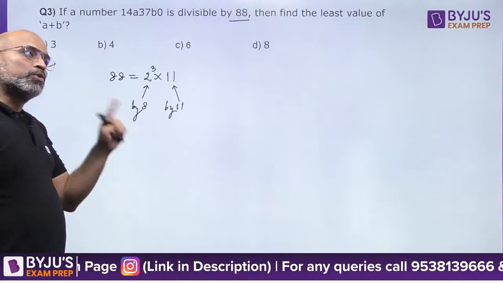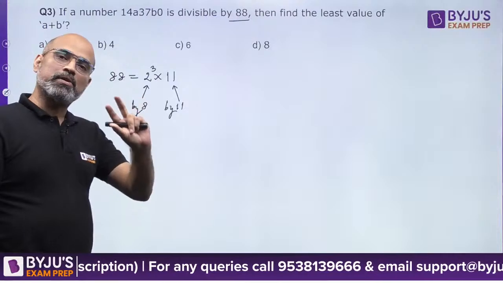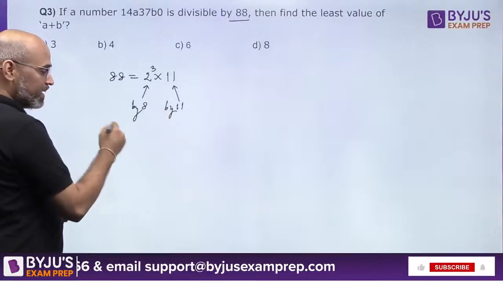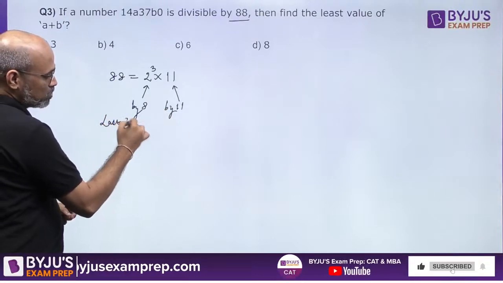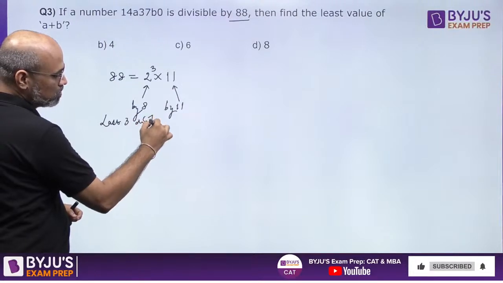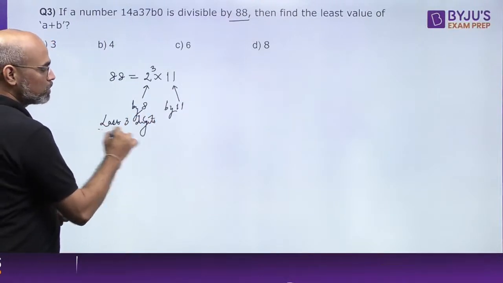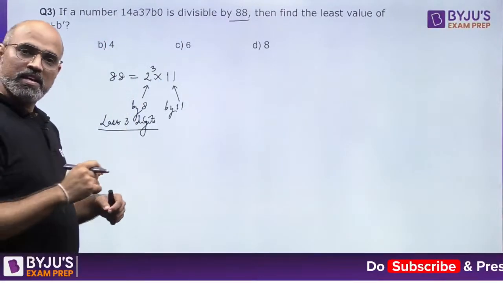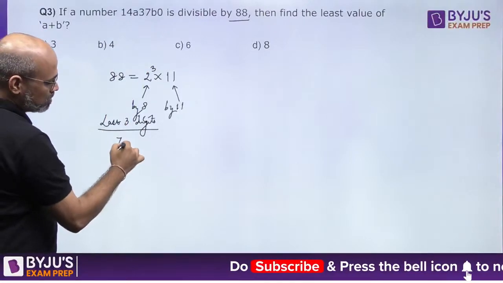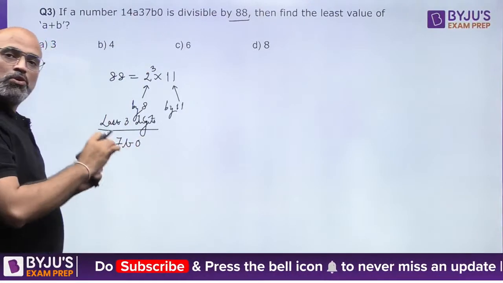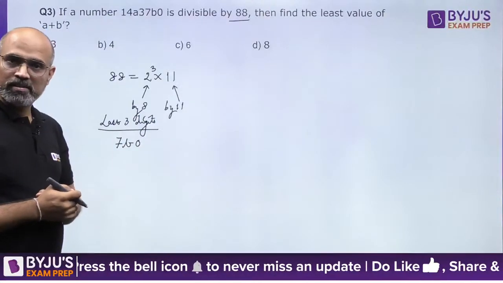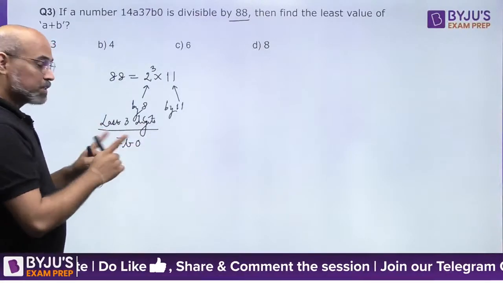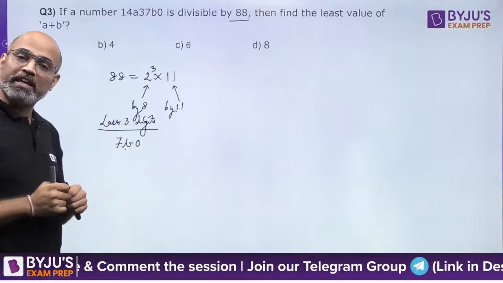Now, what is the rule? How do you make a number divisible by 8? The divisibility rule of 8 is that the last 3 digits of the given number should be divisible by 8. So if I look at the last 3 digits, I see 7B0. 7B0 should be divisible by 8. Which is the smallest number in the 700s which is divisible by 8? What shall I put instead of B?